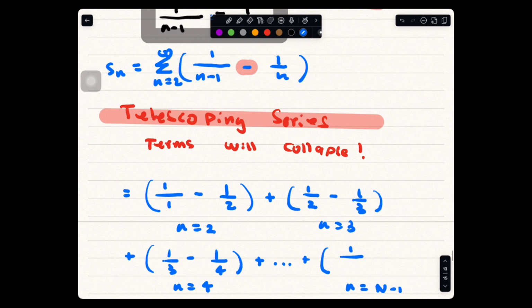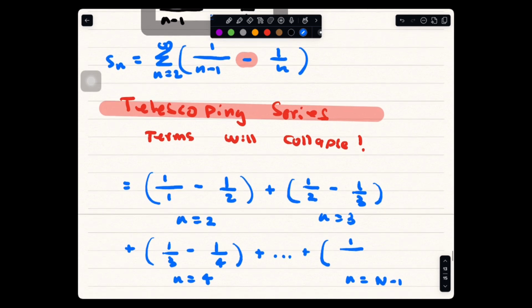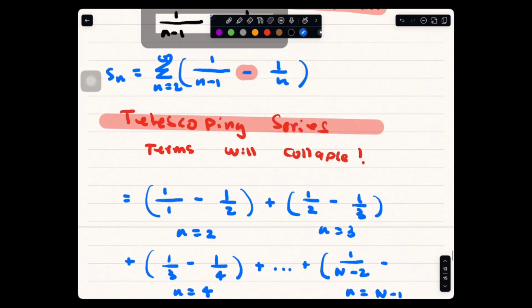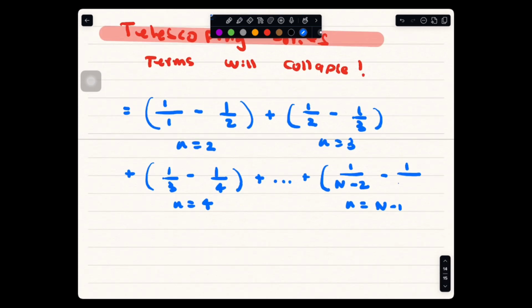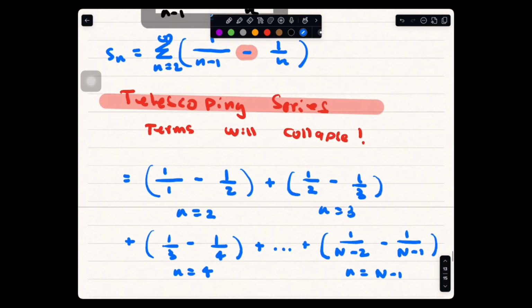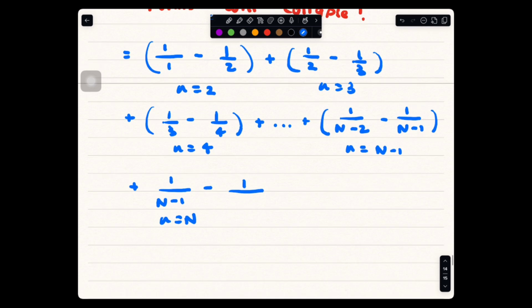And big N minus 1 is going to give you 1 over big N minus 2 minus 1 over big N minus 1. That's the almost-to-the-last term. And the last term is when n is big N, meaning 1 over n minus 1 minus 1 over n. Yeah, 1 over n. Okay.